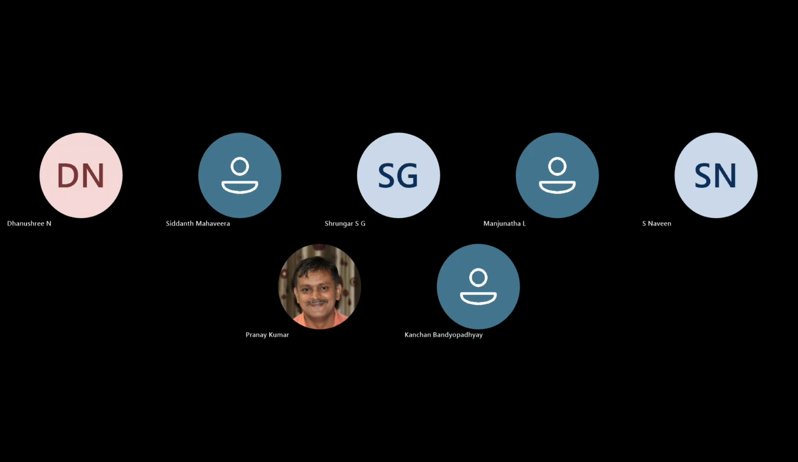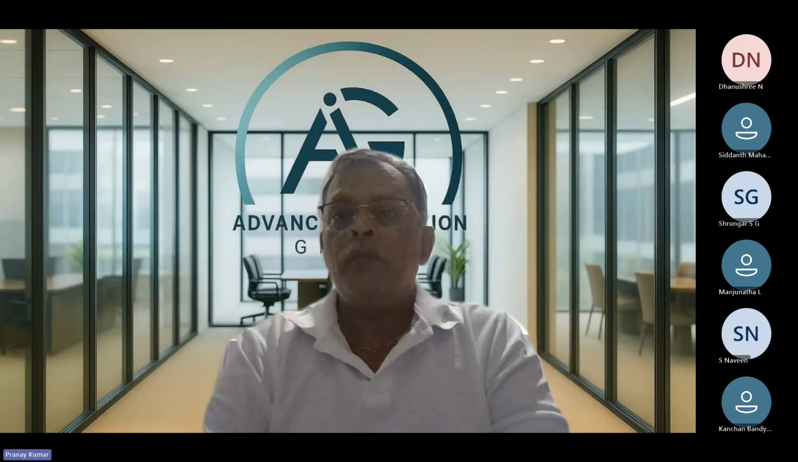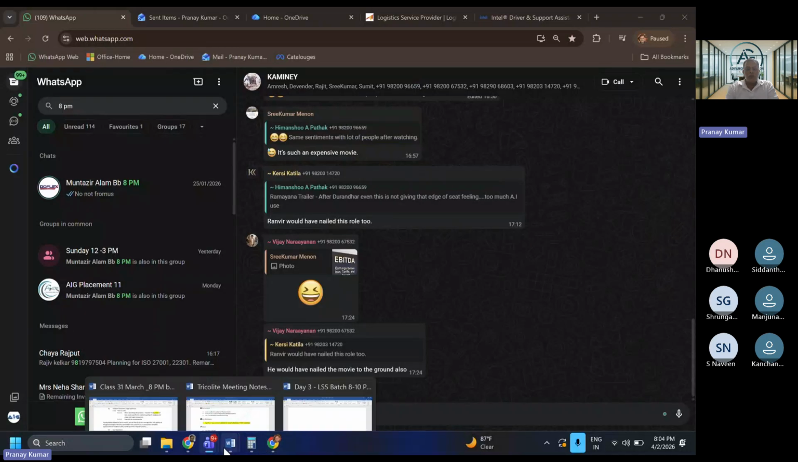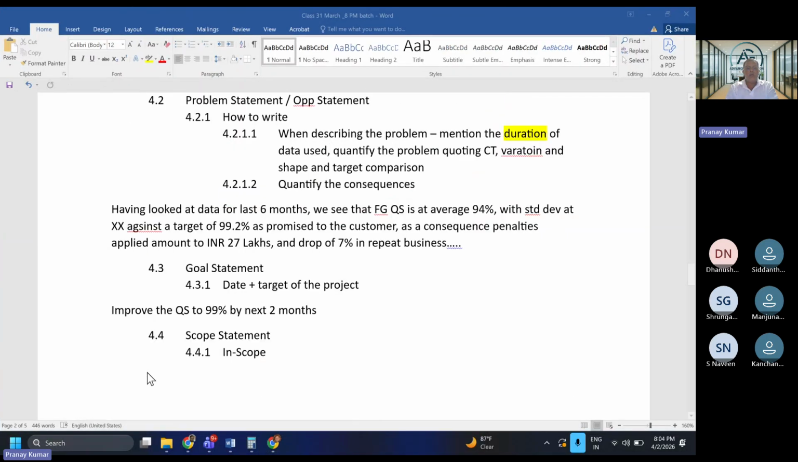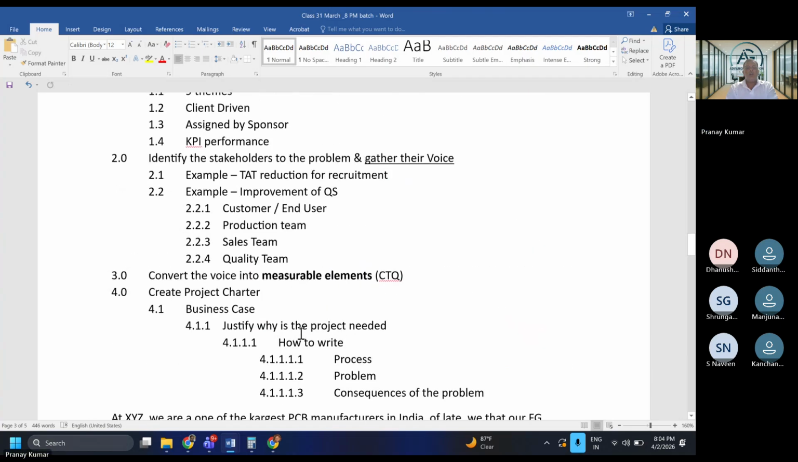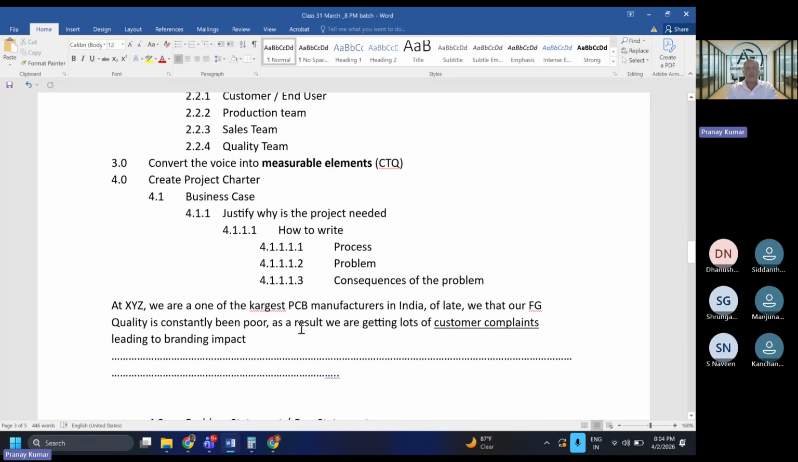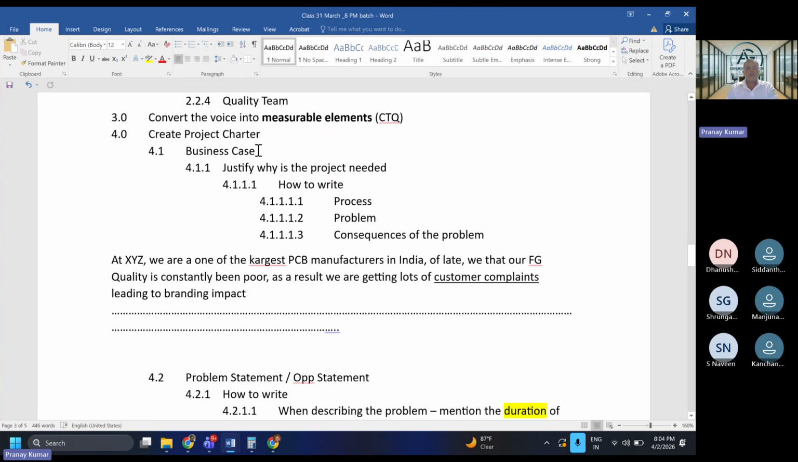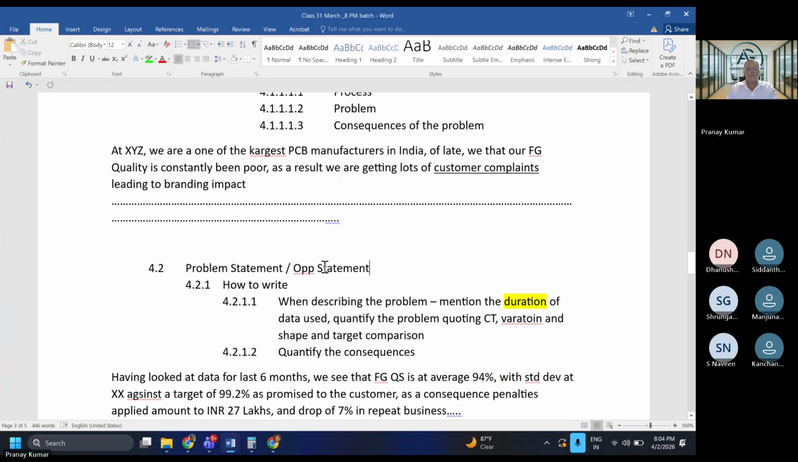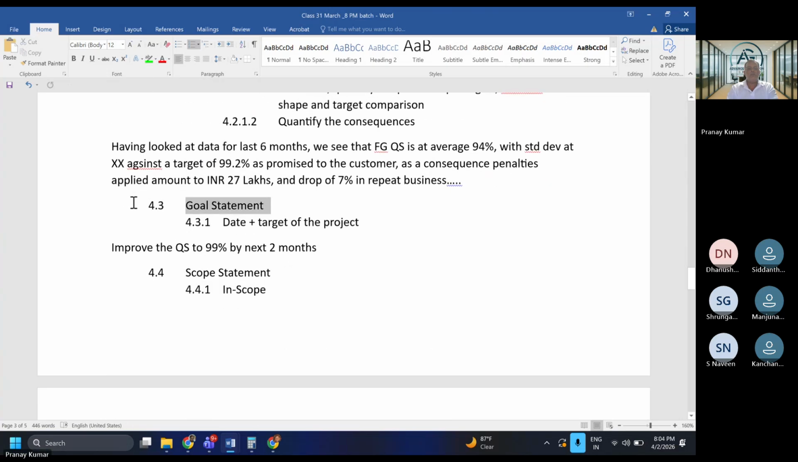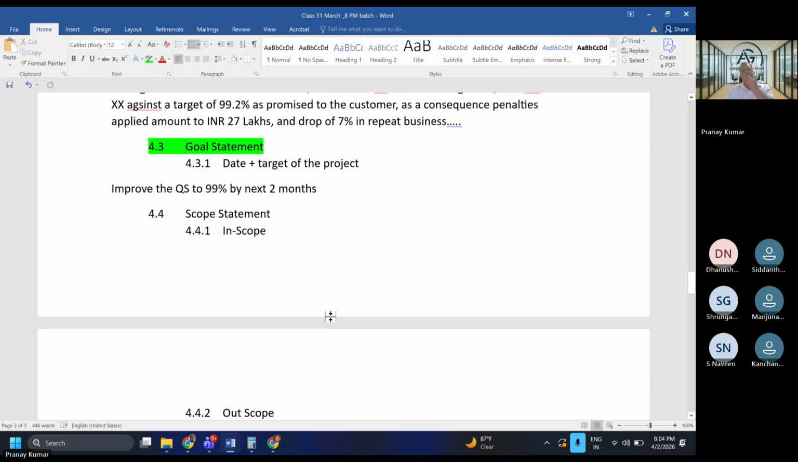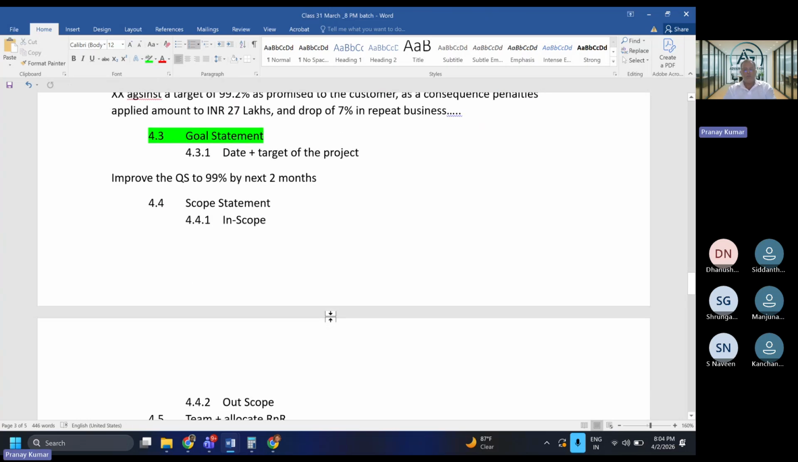Good evening, everyone. Let's start now. In the previous session, we started our conversation on the define phase of Six Sigma. Any doubts on what we've discussed so far? If you remember, we talked about the business case, problem statement, and goal statement. Anyone, any questions on that? Should I move ahead?